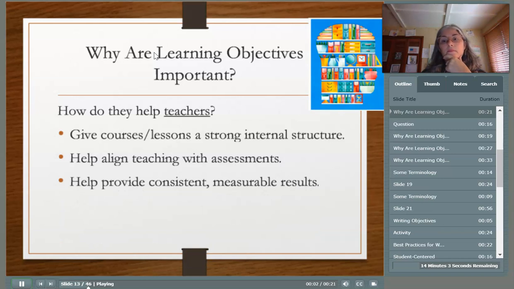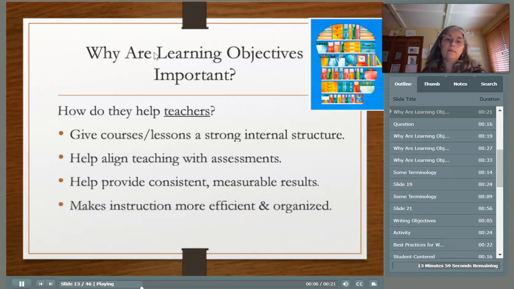And finally, it can help to make your teaching more efficient and organized. Because again, we're always short on time and long on content and dreams. By stating your learning objectives, you can manage that time more effectively and improve your time on task.